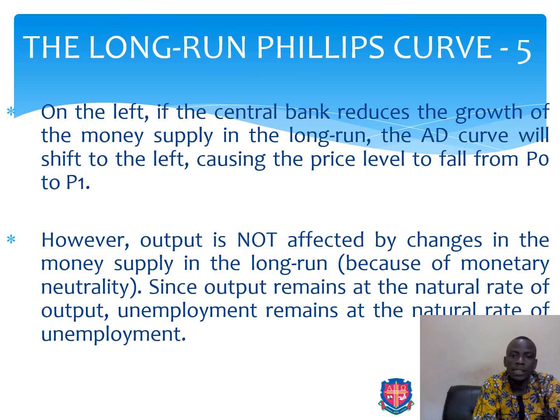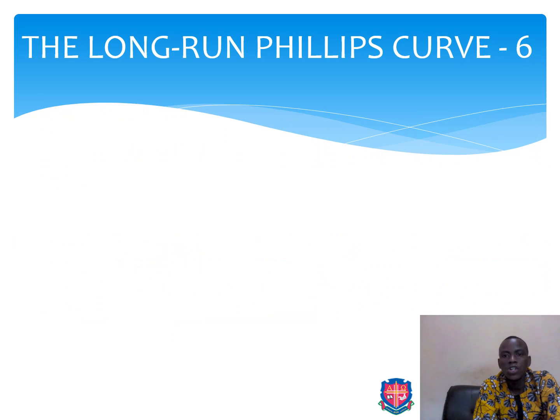Like you can see on the left, when the central bank reduces the growth of the money supply in the long run, the aggregate demand curve will shift to the left, causing the price level to fall from P0 to P1. However, output is not affected by changes in the money supply in the long run. That's why you're seeing that in the long run, output is not affected. Since output remains at the natural rate, unemployment will be determined at that point of the natural rate.